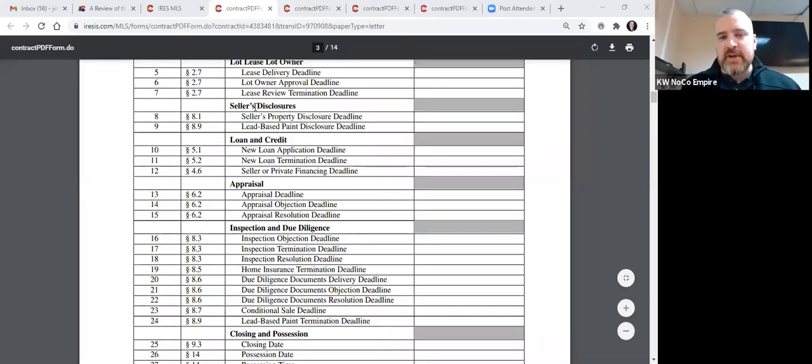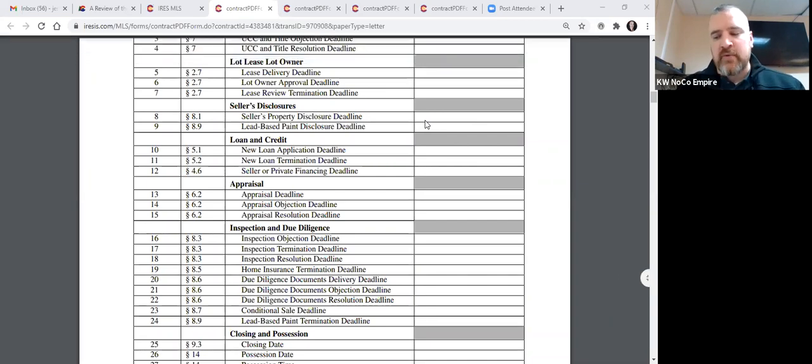Let's see, property or seller's disclosures. Again, seller's property and lead-based paint disclosure. If there's a deadline in the seller's property disclosure, the seller needs to provide the most current version of the seller's property disclosure. There is no separate manufactured home property disclosure. So just the standard property disclosure.